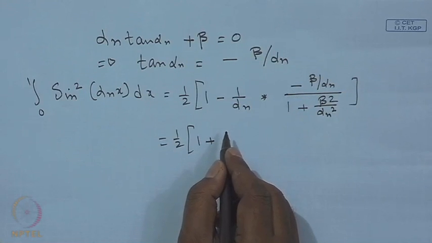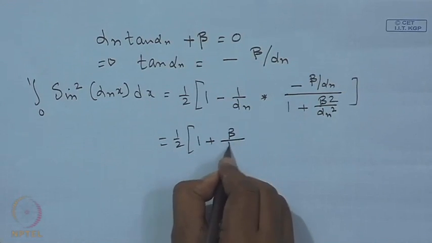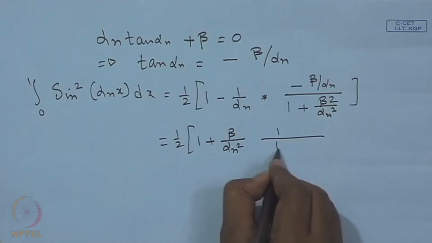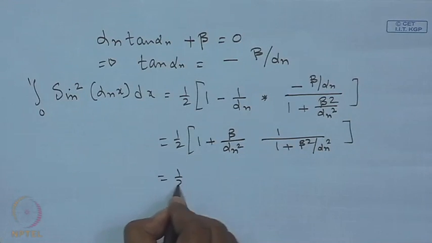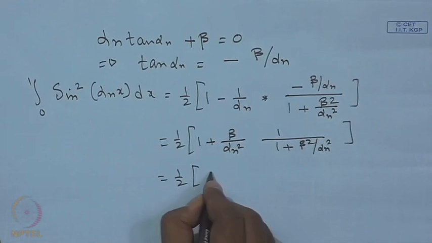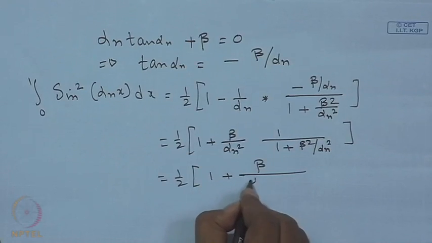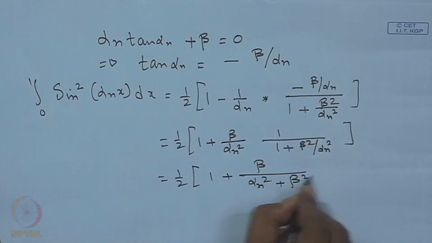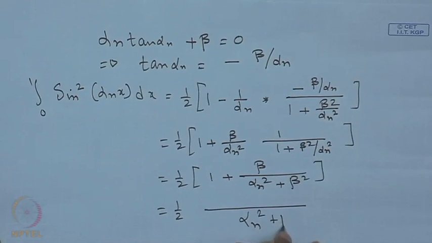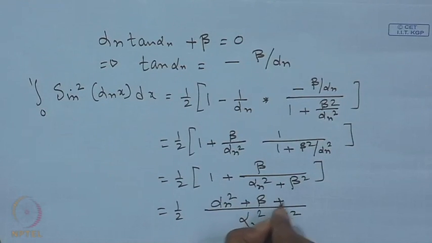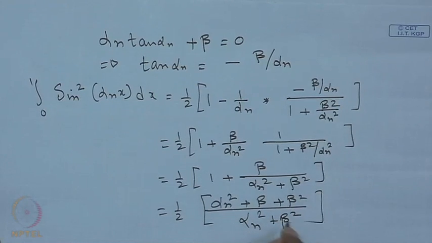So, this becomes beta by alpha n square, and this becomes 1 plus beta square by alpha n square. So, multiply by alpha n square in the denominator. So, 1 plus beta plus alpha n square plus this becomes beta square. So, we will be having half times alpha n square plus beta square over alpha n square plus beta square. So, that is the evaluation of the integral sin square alpha n x.